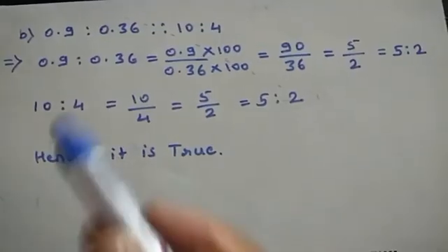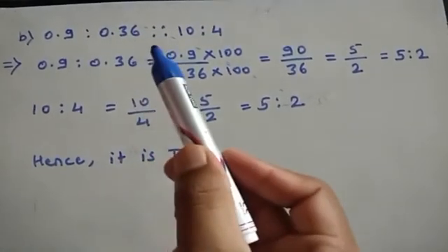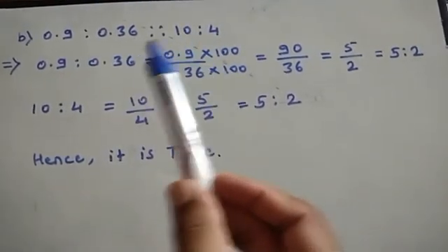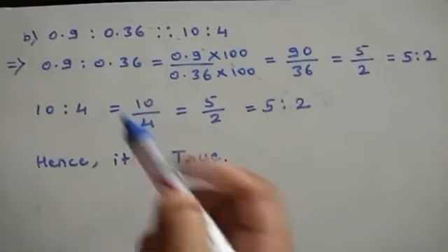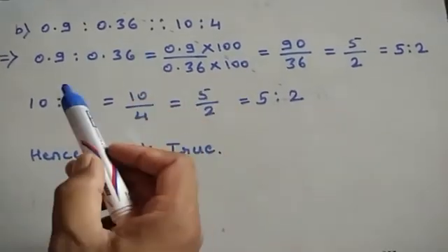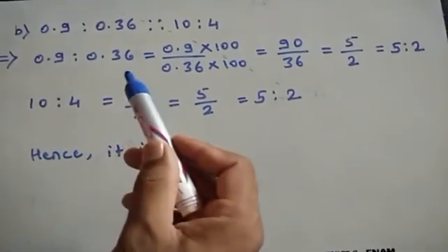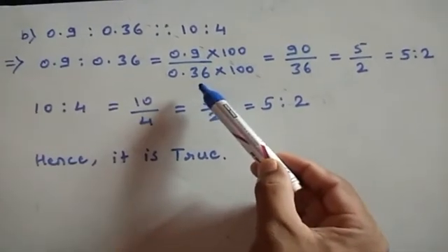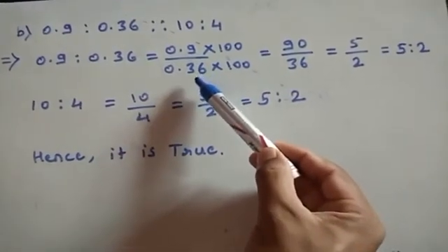See one more example here, 0.9:0.36 as 10:4. Now whether they are in proportion or not, that we are going to check. Here the first two terms we are going to take, 0.9:0.36. Now here see students, these two numbers are in decimal form, right? So we are going to convert them into whole numbers. How can we convert them?